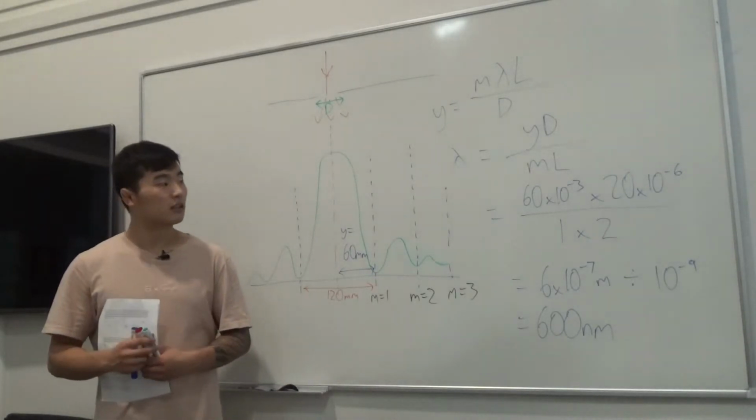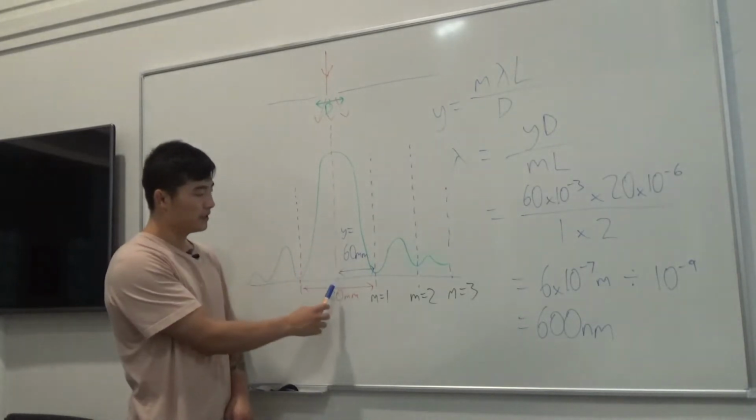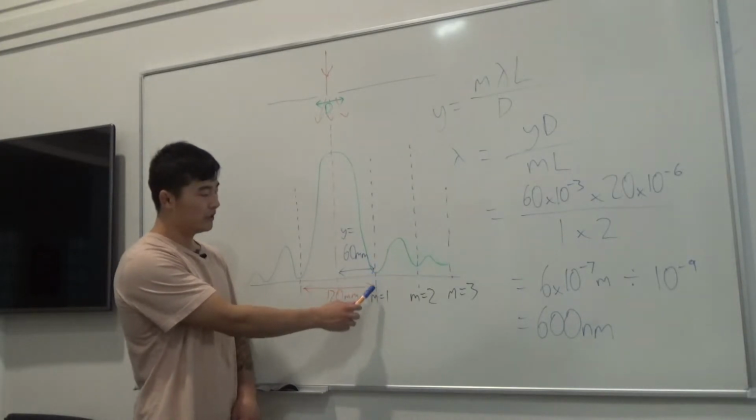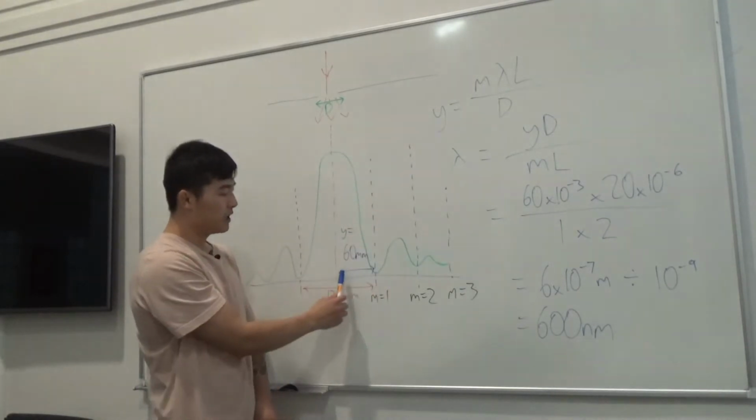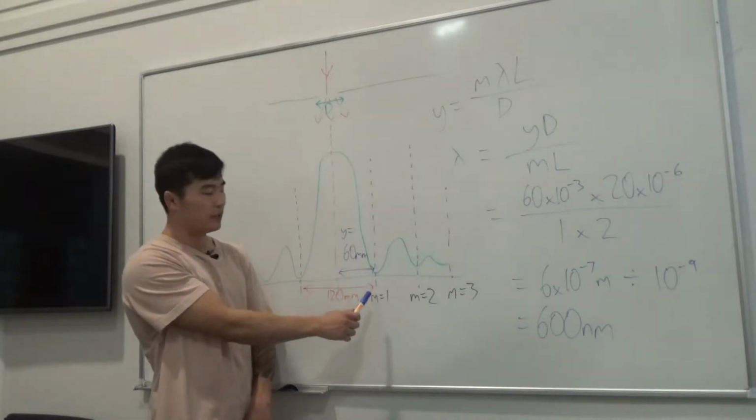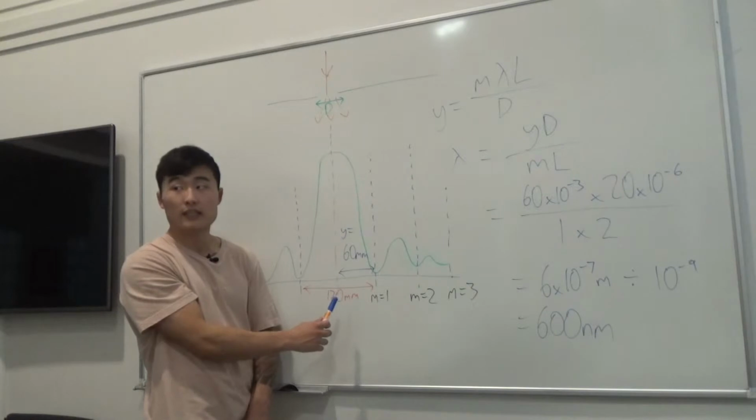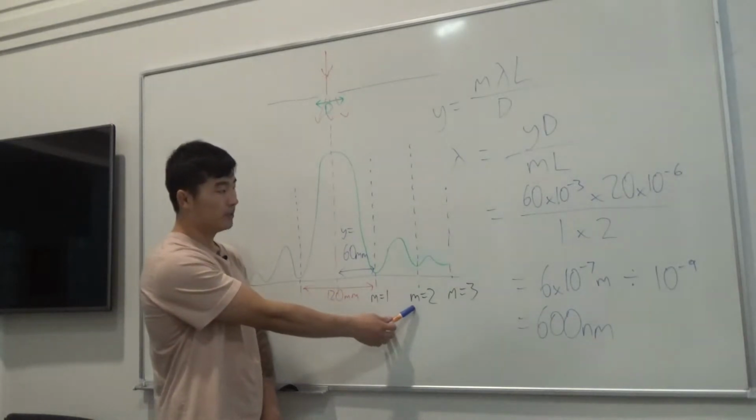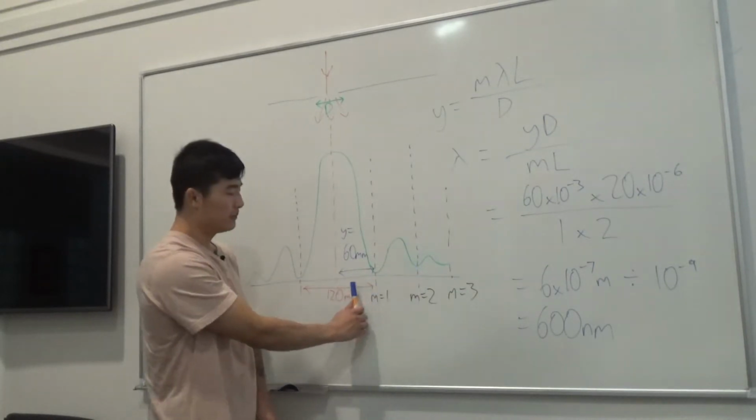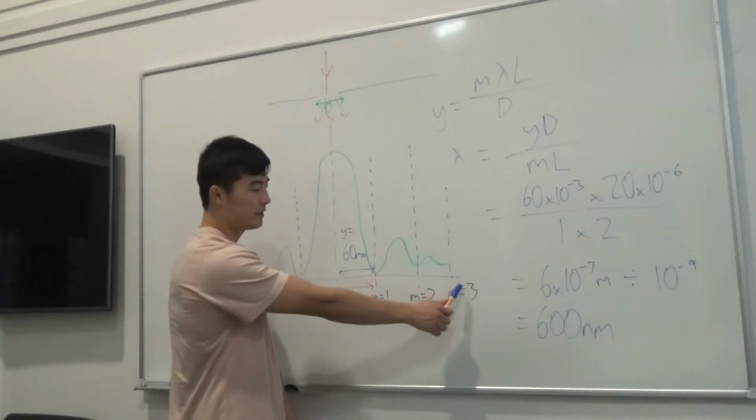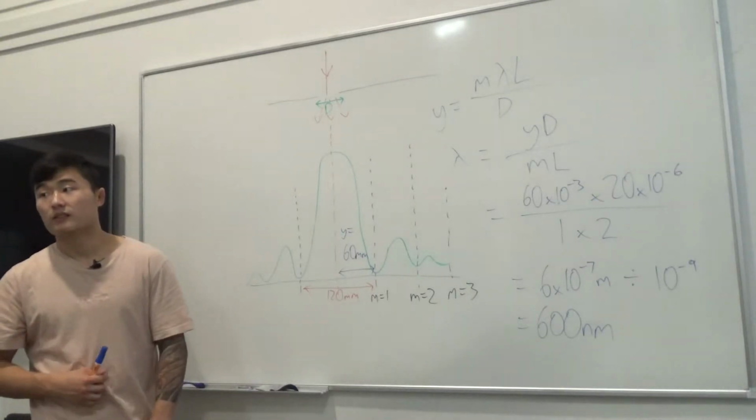Sorry, what was y defined as? So y is the distance from your central maximum, the center, to whatever minimum you want. If you say m is equal to 1, then y will be the distance to the first minimum from the very center. If m is 2, that's the distance from here to here, which is just twice the distance. And this will be 3 times the distance, and 4 times the distance. But it will still give you the same wavelength.